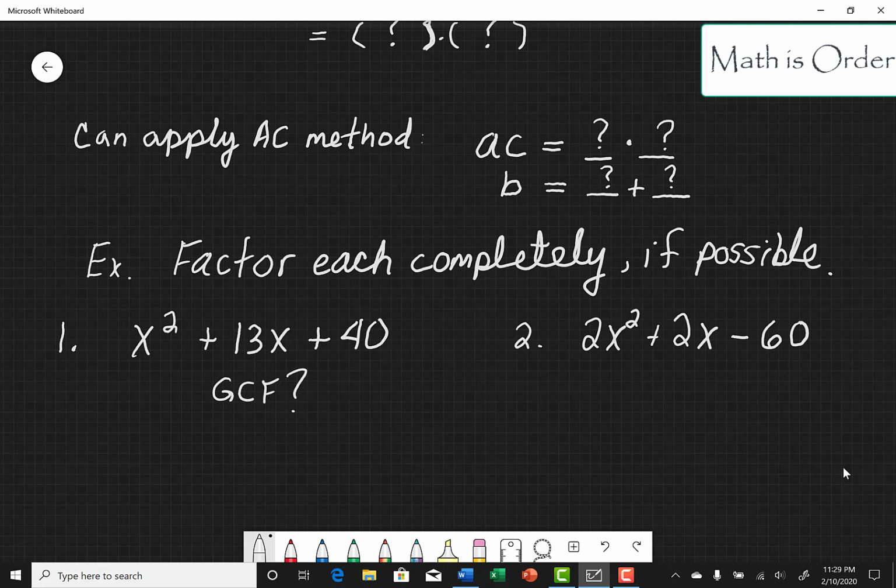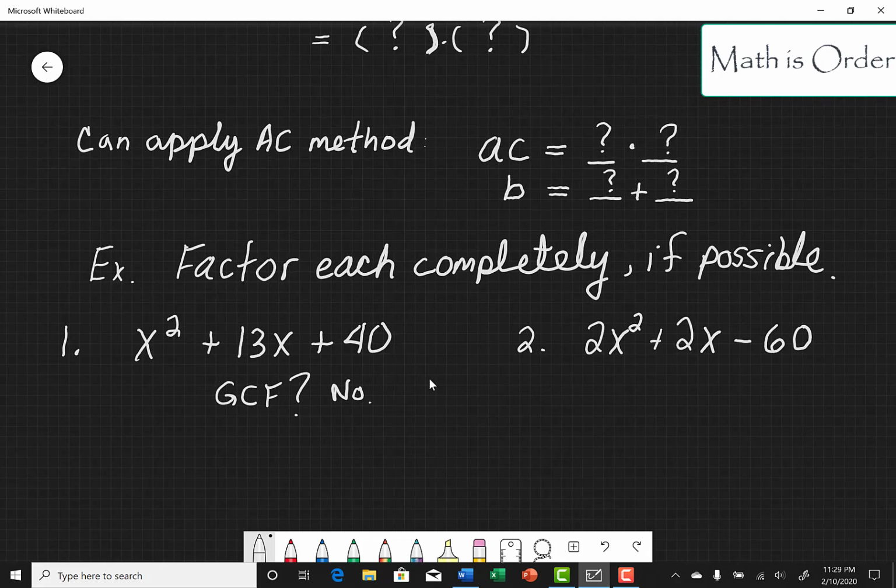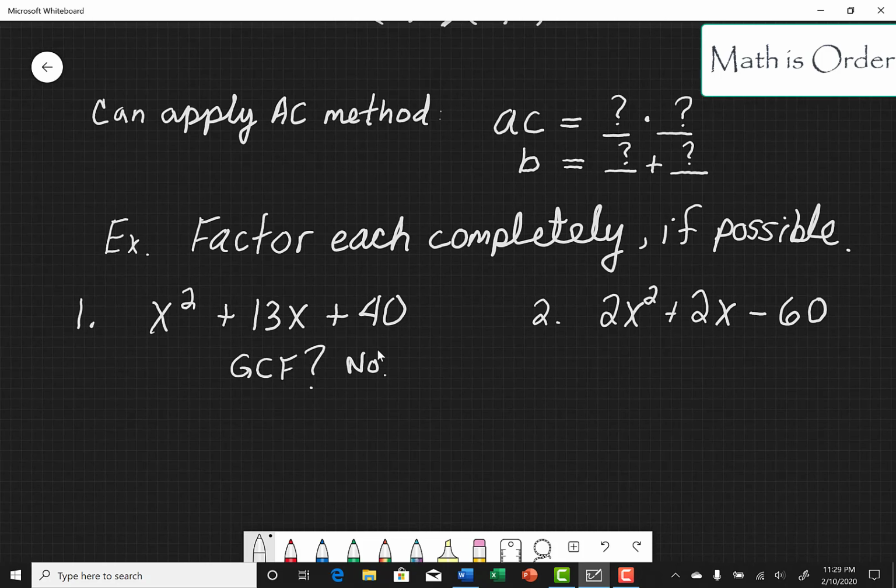And GCF means, is there a number that's common in each term? Some number other than 1 that's common in each of these terms. And in this case, we see there's nothing in common in each of these terms. If there was something in common, we would factor that out first before trying to factor.